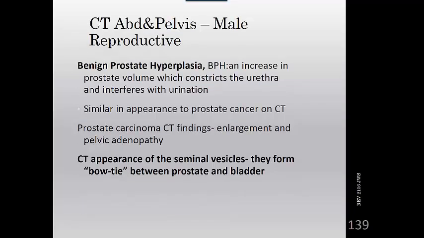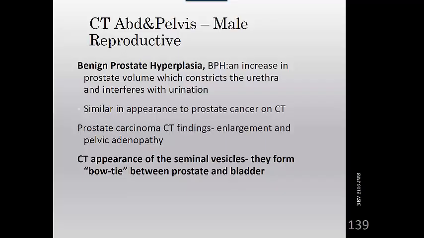A condition of the prostate gland that can be diagnosed with CT is benign prostate hyperplasia, or BPH, which is an increase in prostate volume that constricts the urethra and interferes with urination. It's similar in appearance to prostate cancer on CT. Prostate carcinoma CT findings are enlargement of the prostate and pelvic adenopathy. So you're going to have some lymph node involvement, and they'll show up if there's prostate carcinoma around.